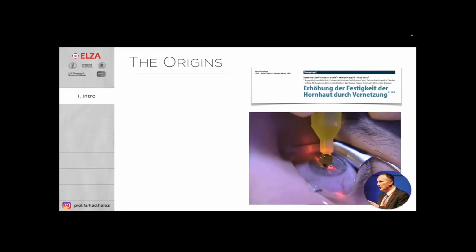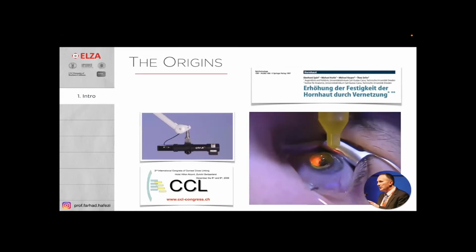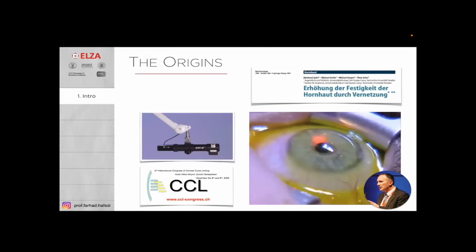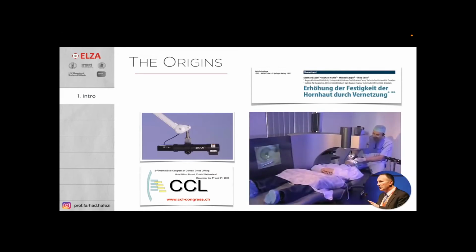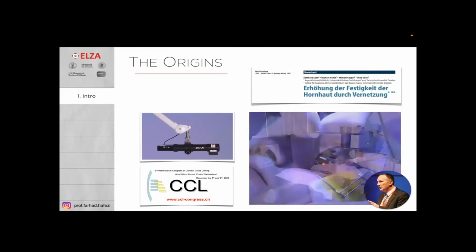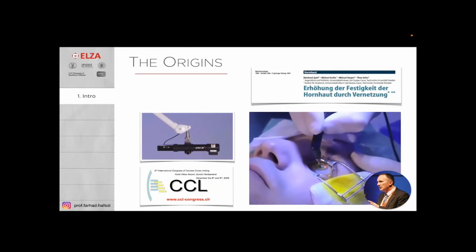And we also created the very first irradiation device, which was the UVX1000 by IROC. And at that time, as you can see, CXL was not called CXL, but CCL. We later changed the name to X-linking and finally to CXL.